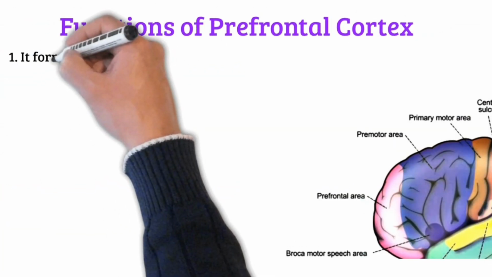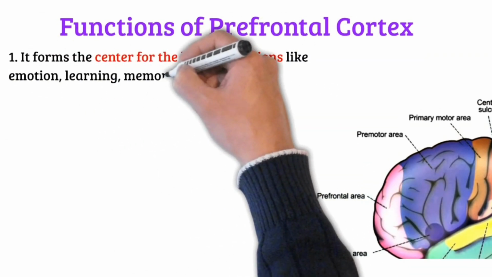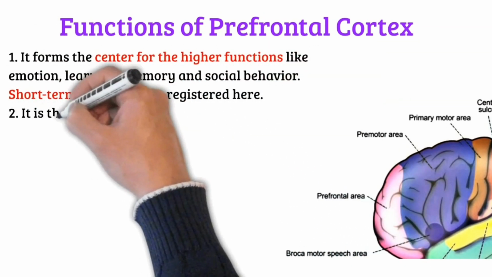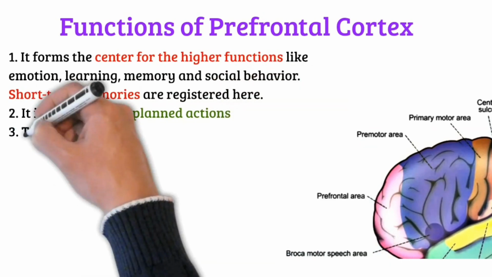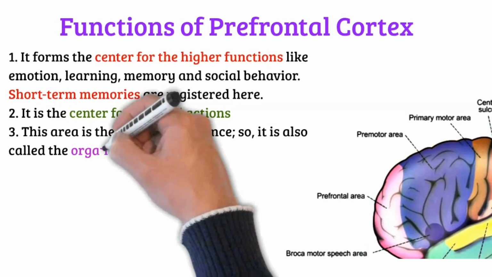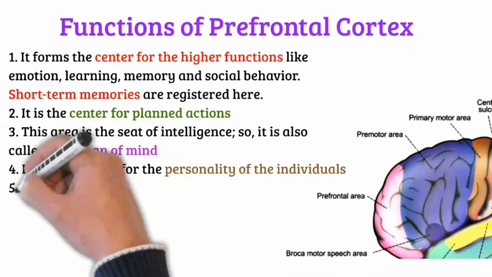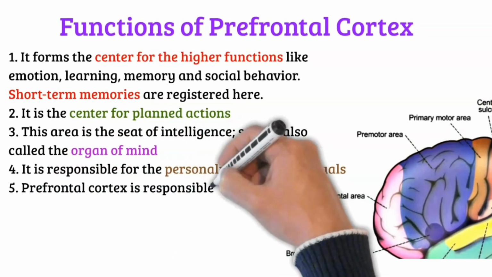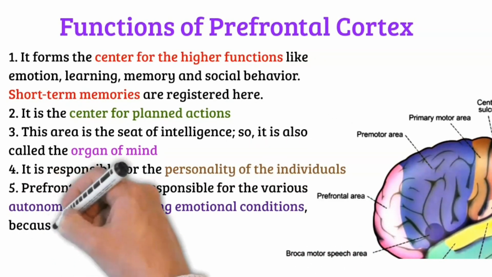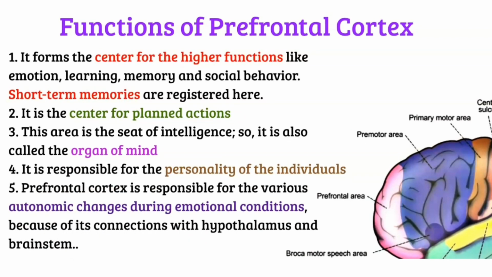Functions of prefrontal cortex. It forms the center for higher functions like emotion, learning, memory and social behavior. Short-term memories are registered here. It is the center for planned actions. This area is the seat of intelligence, so it is also called the organ of mind. It is responsible for personality of the individual. Prefrontal cortex is responsible for the various autonomic changes during emotional conditions because of its connections with hypothalamus and brainstem.